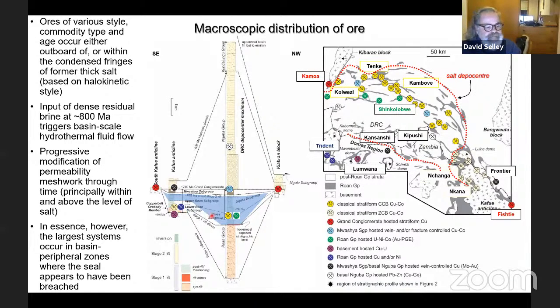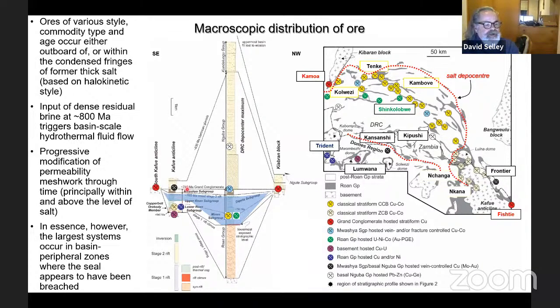At more advanced stages of basin development, we start to see modification of the evaporitic stratigraphy, in part through halokinesis, so withdrawal of salt, locally dissolution of salt, or structural modification of the seal as we shift towards the margins of the basin. So at advanced stages of basin development, these marginal zones start to become leaky, and we start to expel fluids from our deep-seated aquifer.